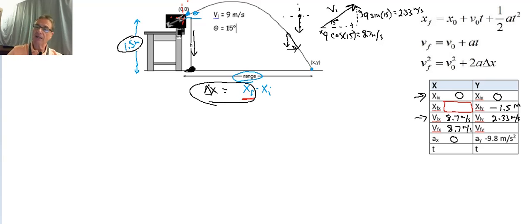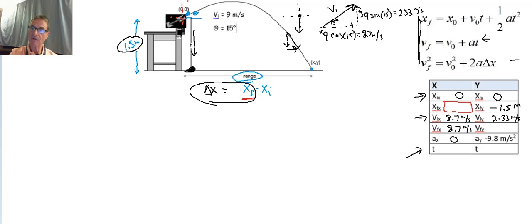So let's take a look at what we have and what we'd like to know. We'd like to know the time. Up here in the upper right-hand corner are our equations. Which equations have time in them? Well, the first two do. x final equals x initial plus v0t plus a half at squared. That has time, so we can get time that way. The second equation has time in it, but we don't know v final. In order to get time from this equation, we're going to need to know v final.